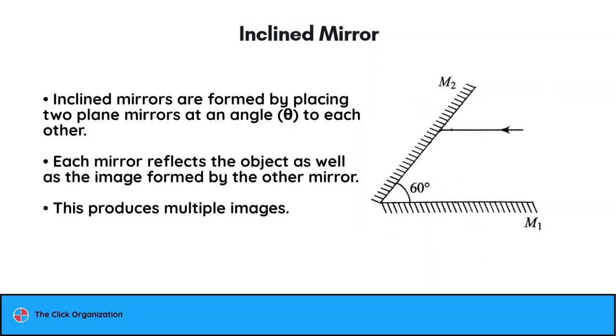Inclined mirrors. Inclined mirrors are formed by placing two plane mirrors at an angle theta to each other. When two mirrors are placed together, each mirror reflects the object and also reflects the image created by the other mirror. And because of repeated reflections, multiple images are formed. And a common example is two mirrors placed at an angle in a science experiment, where you can see many repeated images.